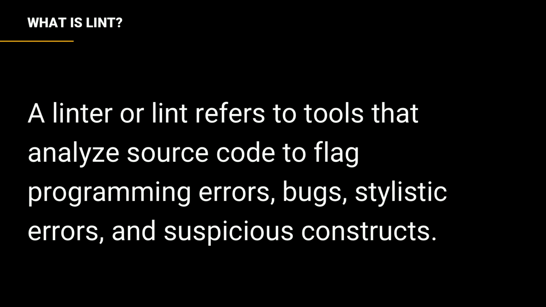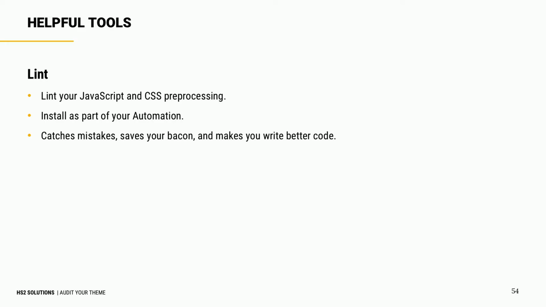The next helpful tool I'm going to cover is Lint. So linting is the process of running a program that will analyze code for potential errors. Again, as you're auditing, and if you're inheriting a theme and it's not using Lint, it really, really should. You should be linting your JavaScript and your CSS pre-processing. Definitely install it as part of your automation because it catches mistakes, it saves your bacon, and it makes you write better code. Let me say the last part.